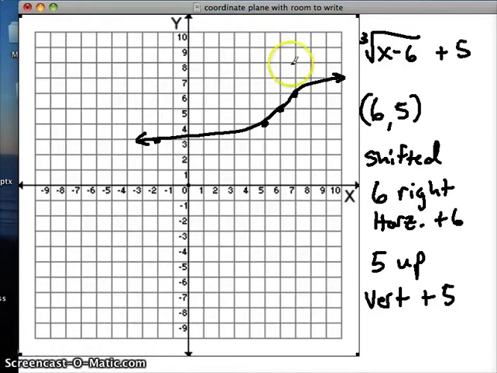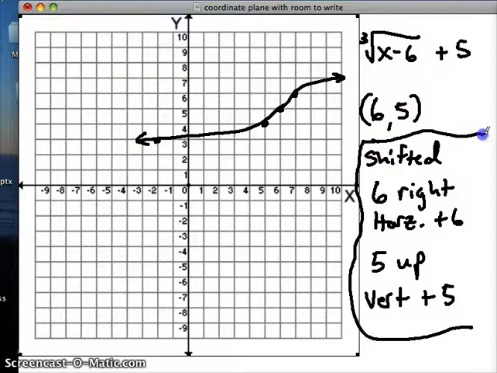Alright, so there we go, talking about shifts of root graphs. Again, we can have shifts of all different kinds of graphs, quadratics, other polynomials, and you can check out those other videos if you'd like. But this was specific to root functions and their shifts. So good luck describing shifts of root functions.